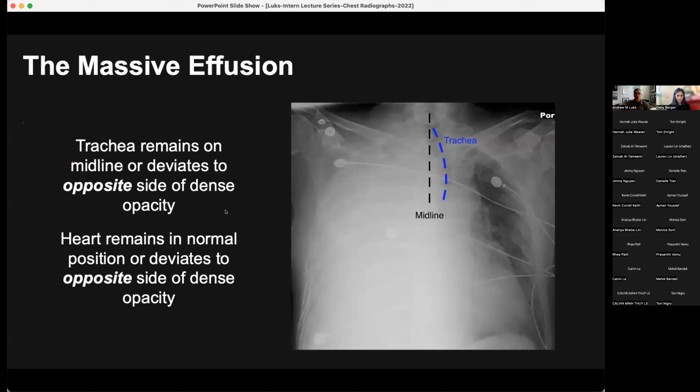Now that's in contrast to a massive effusion. When fluid fills up an entire hemithorax, it's going to tend to push everything to the opposite side of the chest.